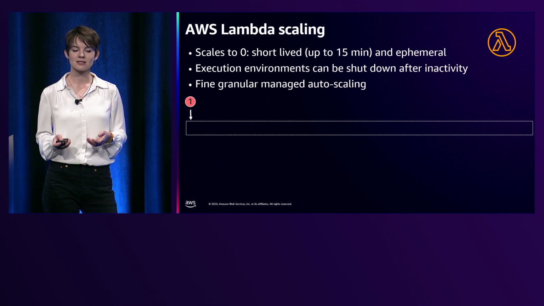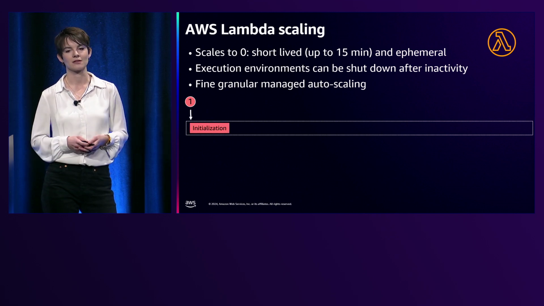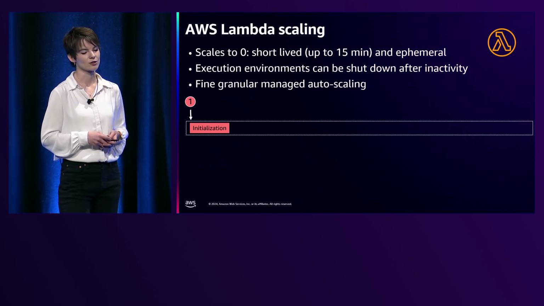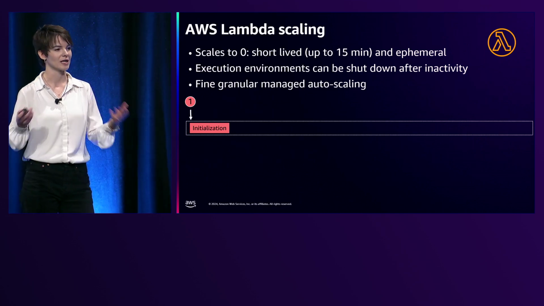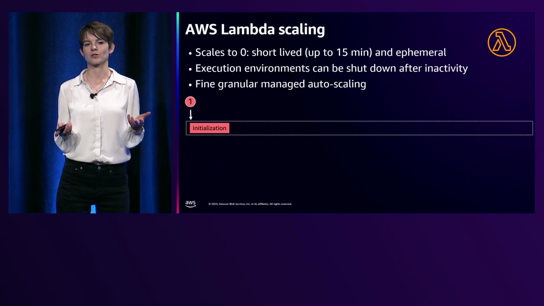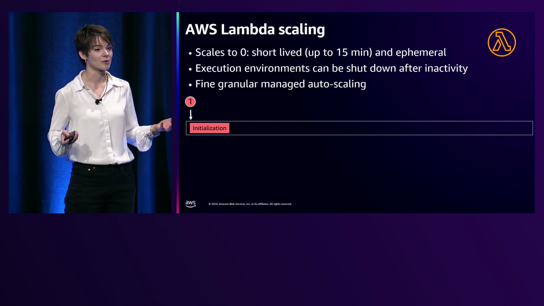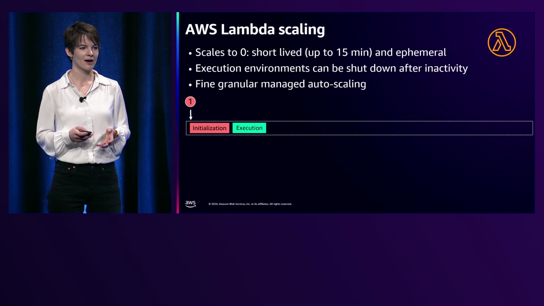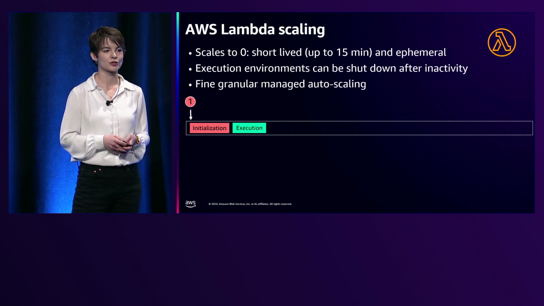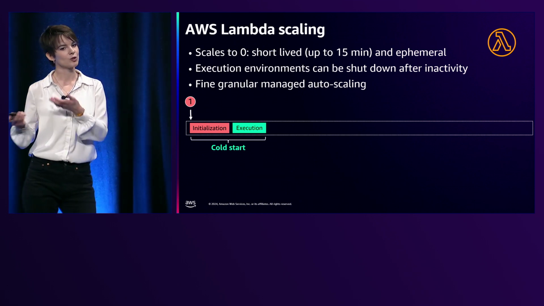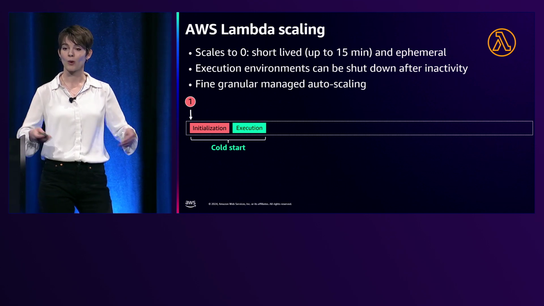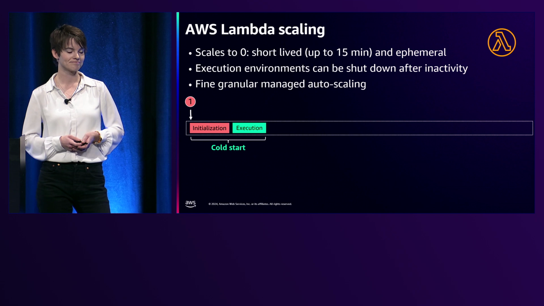And so what that means is that when that first request comes in, there is an initialization period. The initialization period includes downloading the code, spinning up the runtime, any of those first steps that are required to get that execution environment up and ready for you to be able to execute the function code. Now, you might have heard this referred to as a cold start, which you are going to hit every time that you have that first request and are spinning up a new execution environment.